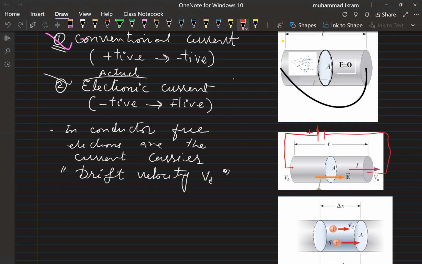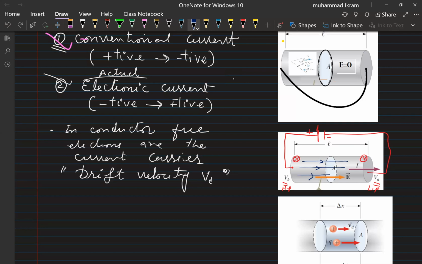This time the positive end, VB, is at high potential and VA is at low potential. So an electric field will be established inside, and the direction of the electric field is shown here. This is the direction of the electric field, right?